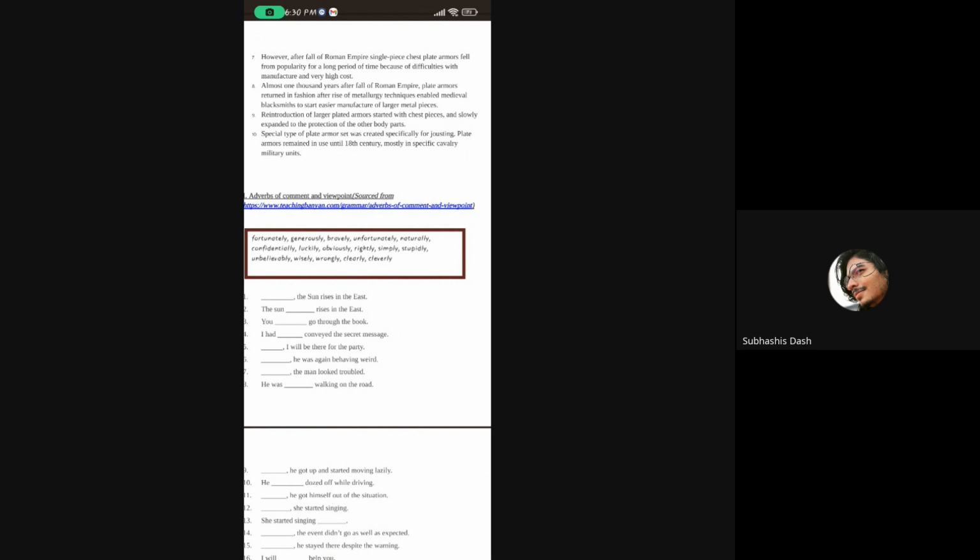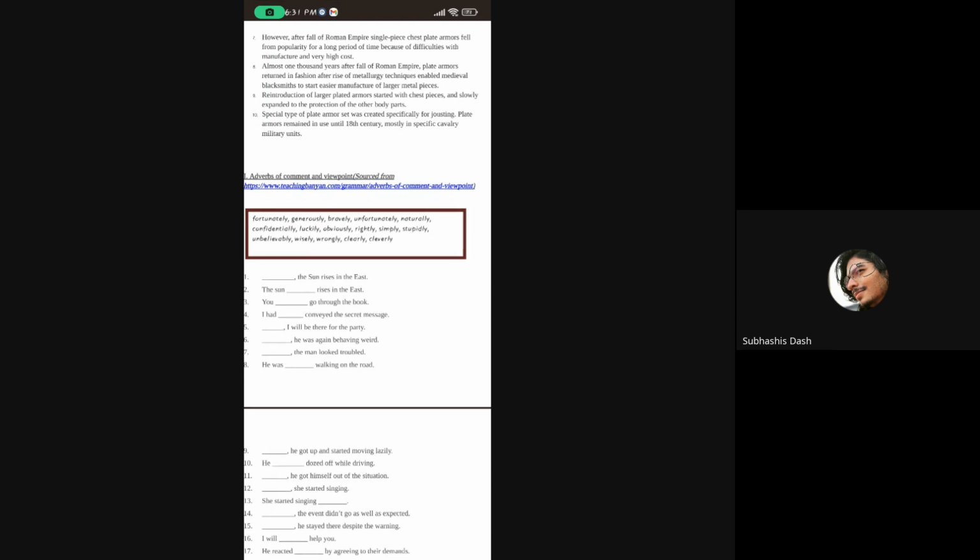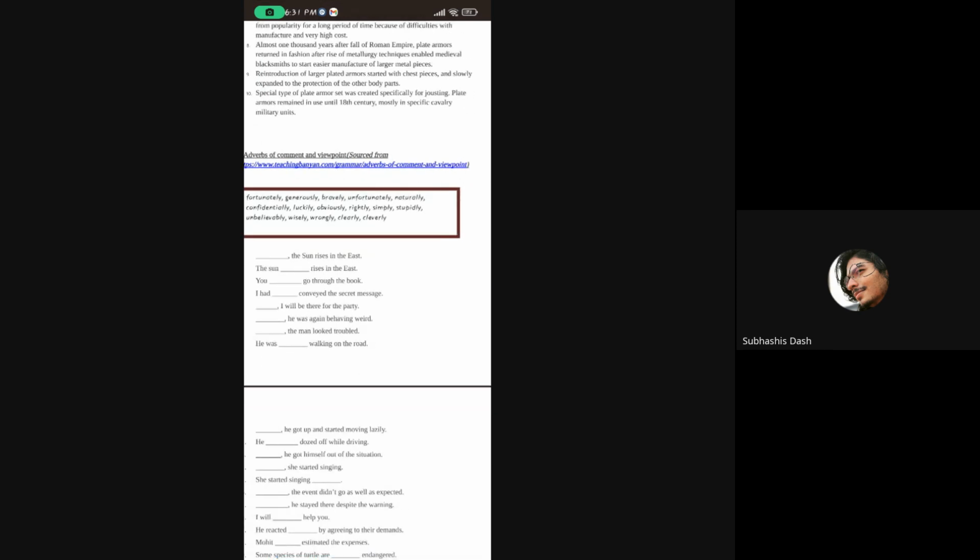Plate armors remained in use until 18th century, mostly in specific cavalry military units. Specifically in the first line, correct? Then in the next line, mostly, right? So in that sentence, you have specifically and you have mostly as your adverbs.